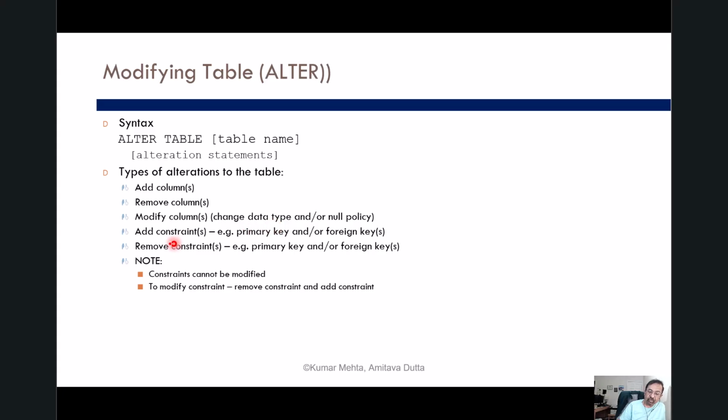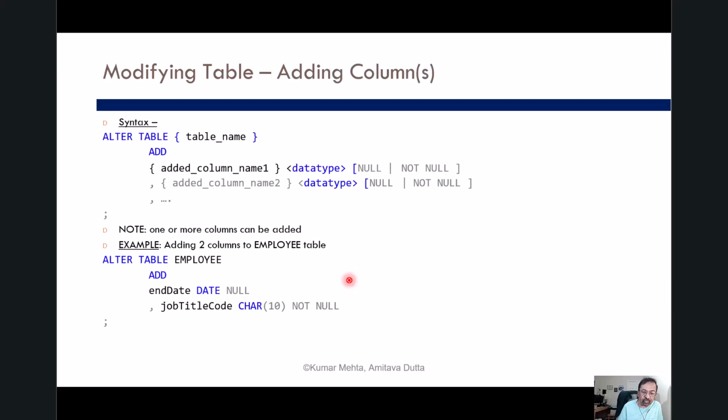The other type of alteration that's frequently done to a table is adding or removing constraints. You saw a little while back what we mean by constraints. An example of a constraint is the specification of a primary key or foreign key. One of the ways in which you can alter a table is to add constraints or to remove constraints. You cannot modify constraints. Now, these are details that may be hard to keep track of on the fly, so it's always good to look at some examples, and we'll see that in just a moment.